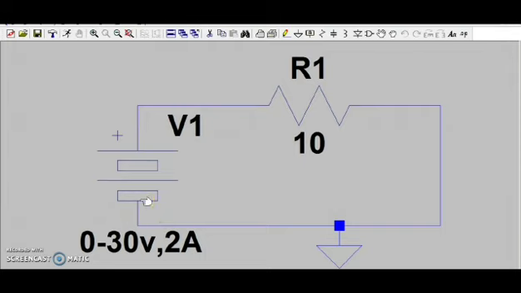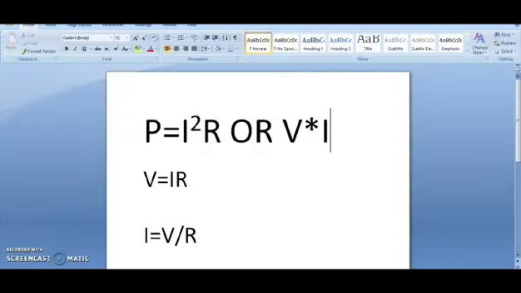I assume you are aware that the power dissipated by any resistance is the product of the voltage across the resistance and the current passing through the resistance. That is, P is equal to I square R or V into I. Now coming back to our video.